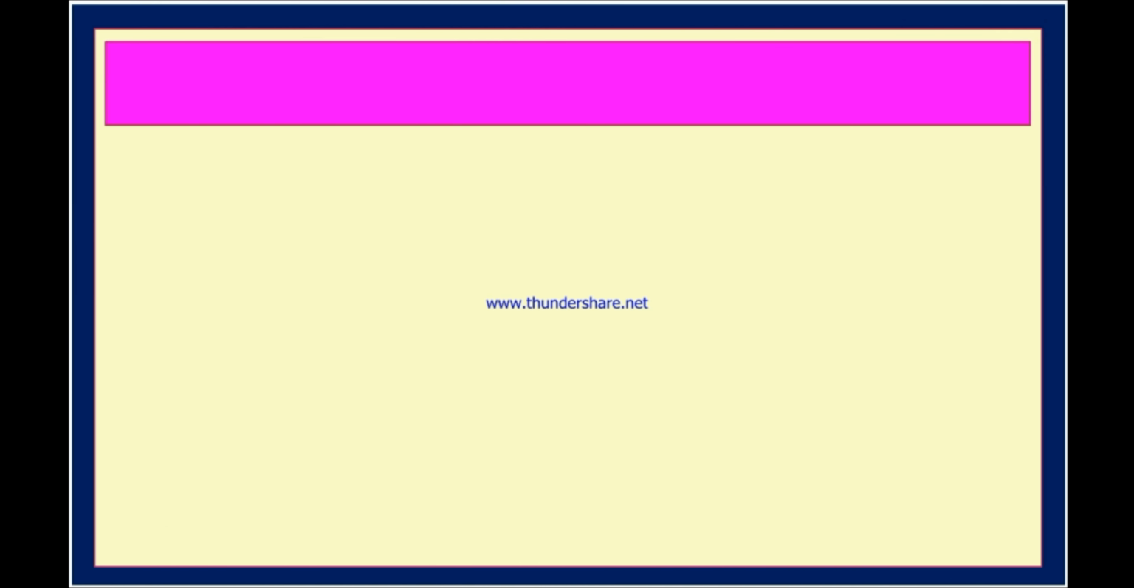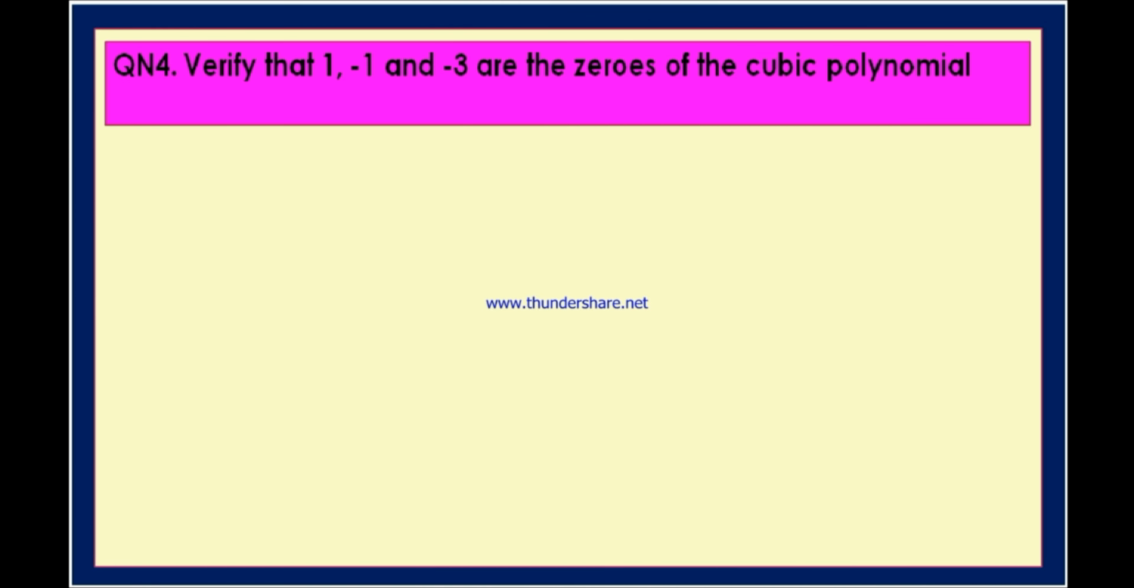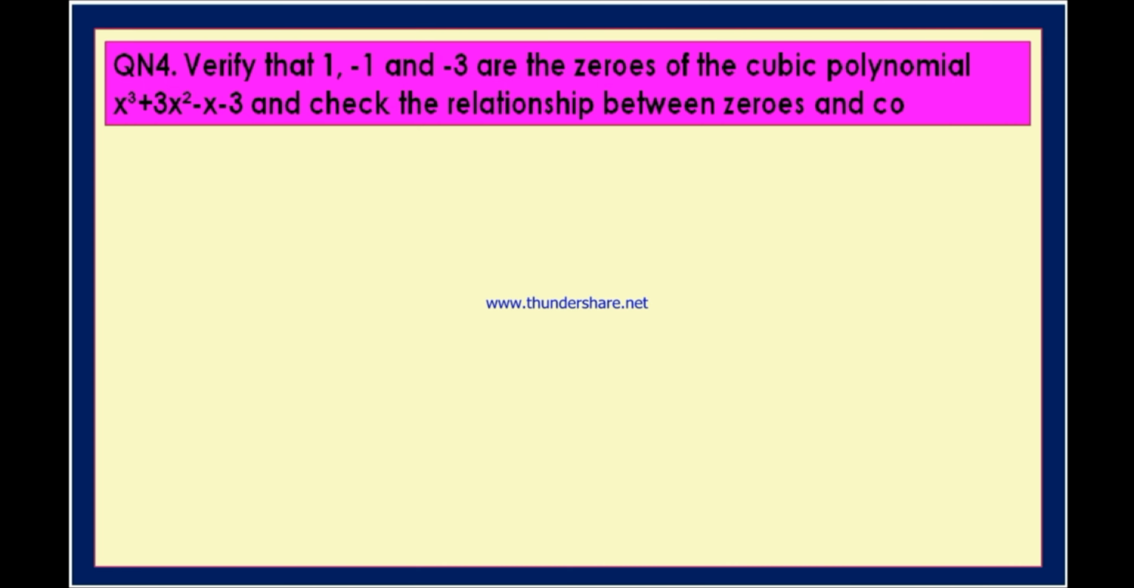Now, the question number 4. Here is the question number 4. Verify that 1, minus 1 and minus 3 are zeros of the cubic polynomial x cube plus 3x square minus x minus 3 and check the relationship between zeros and the quotients. I shall repeat. Verify that 1, minus 1 and minus 3 are the zeros of the cubic polynomial x cube plus 3x square minus x minus 3 and check the relationship between zeros and the quotients.